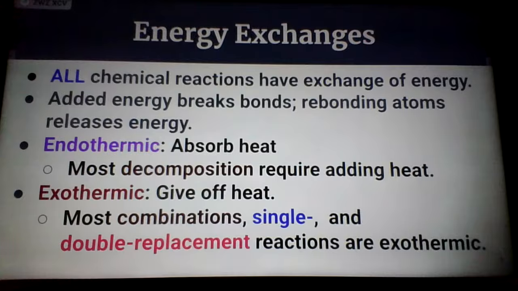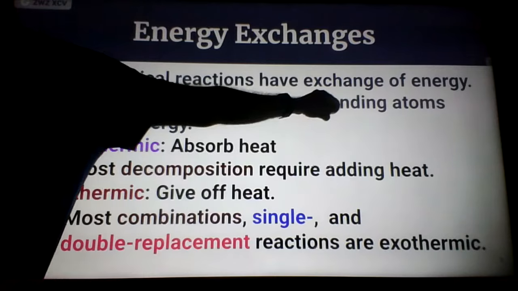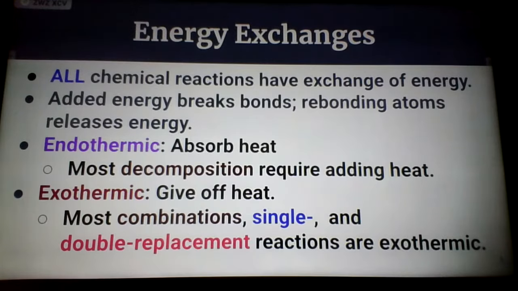Most of your combinations, your single replacements, and your double replacement reactions, those are exothermic. They're going to give off the heat because these atoms have rebonded, and that energy released we may feel as heat. So exothermic. Ready? As we said, most of this is definition type stuff.